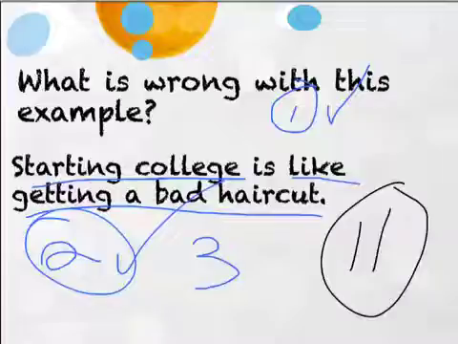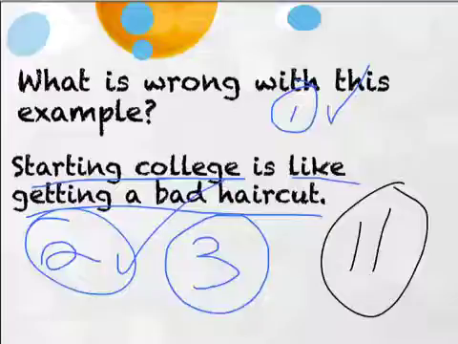Rule number 3, if the connection isn't clear, you have to explain it to the audience. I'm betting if I asked you right now, how is starting college and getting a bad haircut similar? You might be able to come up with something off the top of your head, but in reality, this is not a good analogy. It breaks rule number 3 because that connection between starting college and getting a bad haircut is not really that clear to your audience. It's kind of murky. So this is not a good example of analogy because it's missing rule number 3.